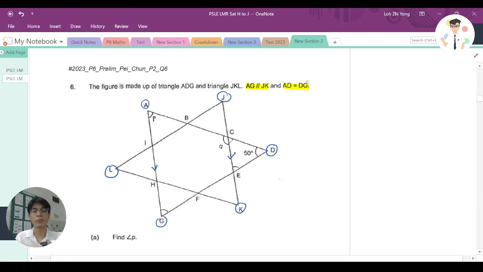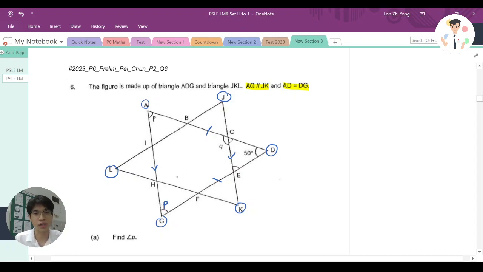Now, what's the difference between parallel and equal? Equal means exactly the same length. So AD here and DG here are the same length. This means that ADG is actually what triangle? It's an isosceles triangle, where if this angle is P, this one would also be P.